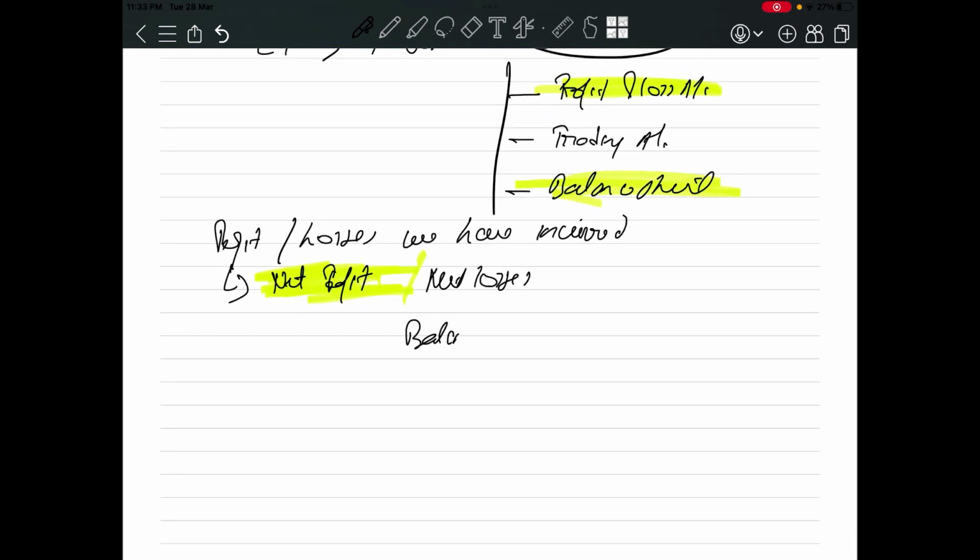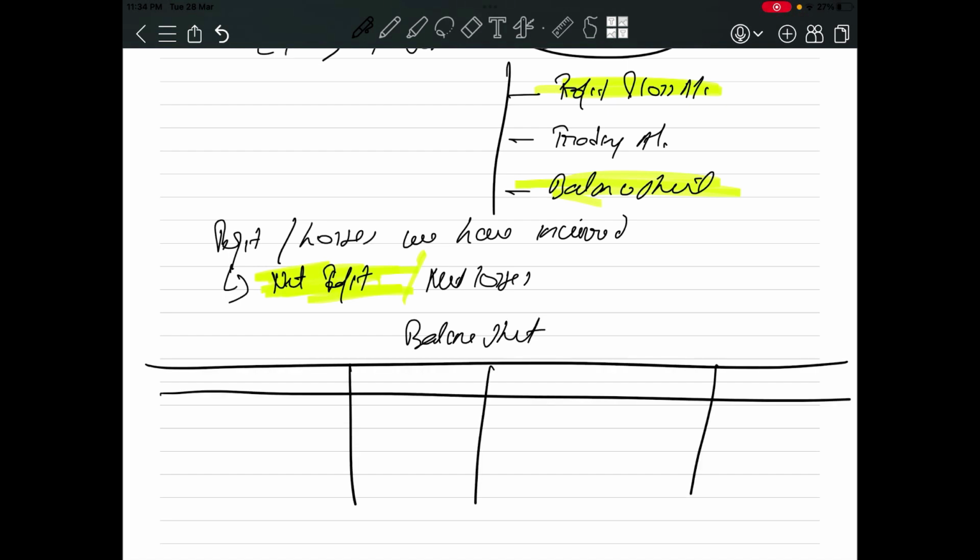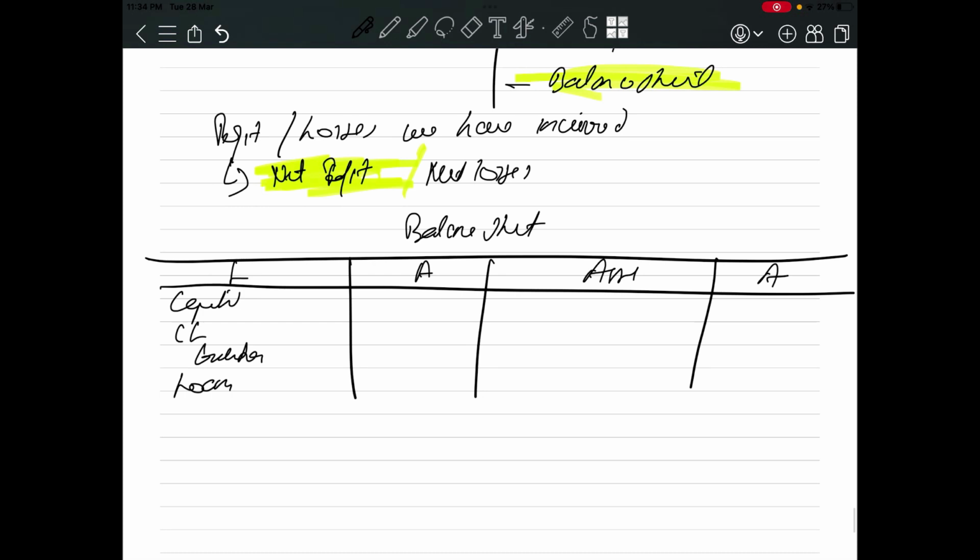Why do we prepare the balance sheet at the end of every year? See, the balance sheet will have liabilities, amount, assets, amount, right? You will have your capital, your current liabilities, creditors, your loans, and many others like bills payable, etc. Here you will have your fixed assets, and your current assets: debtors, inventories, cash, bank, bills receivable, right?